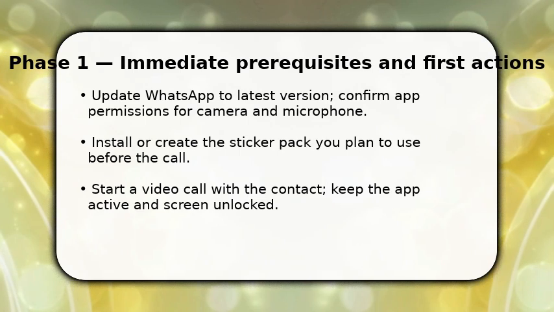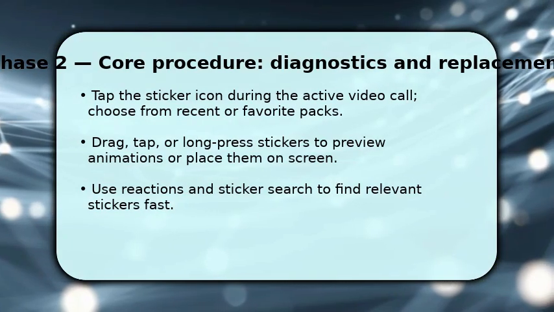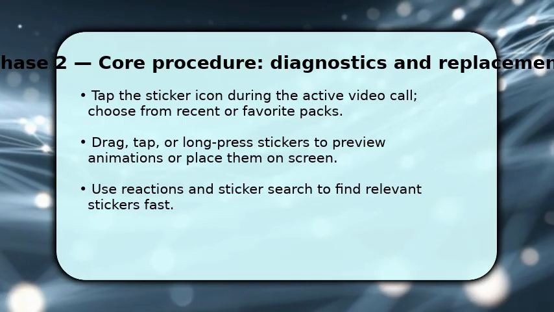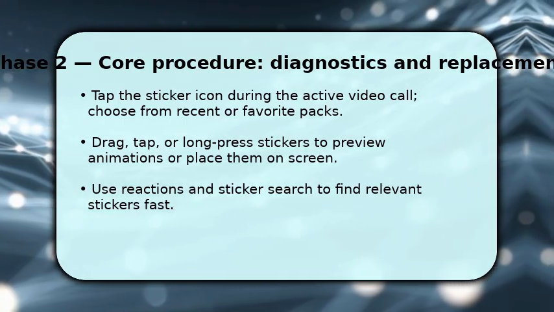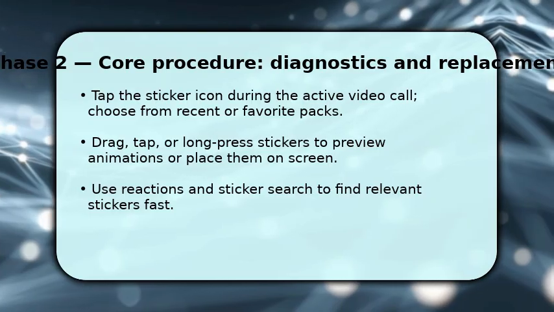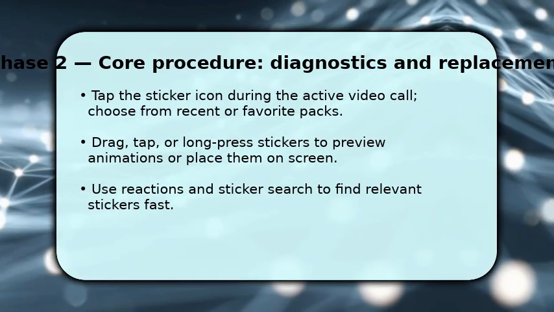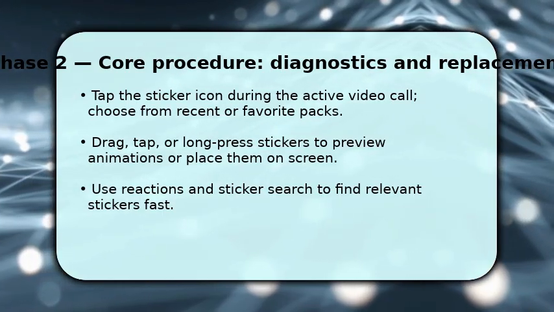You tap the sticker icon and the tray opens. Choose a pack and preview animations before sending. Once done, tap a sticker to send it into the call chat, or long press to add as a reaction if supported. This keeps the flow natural. Make sure to combine stickers with short voice cues or gestures because context matters.